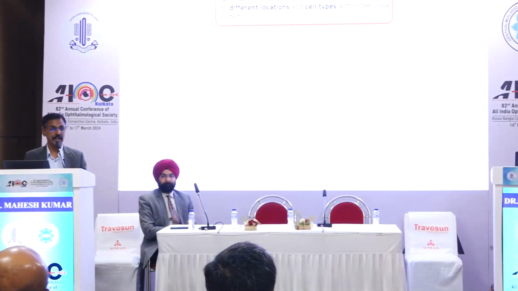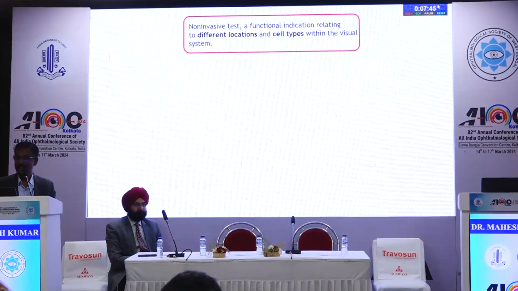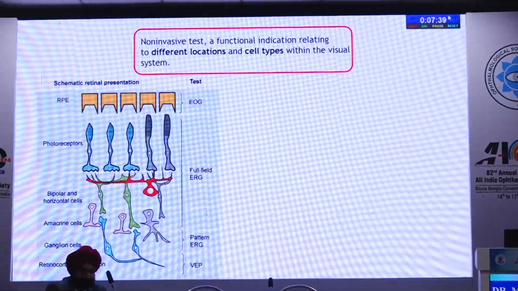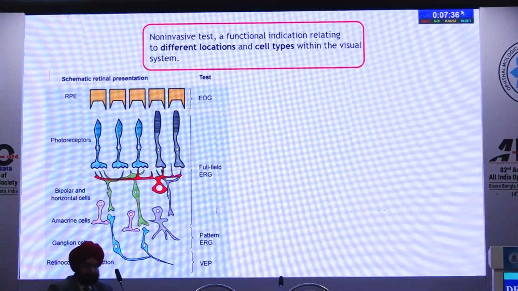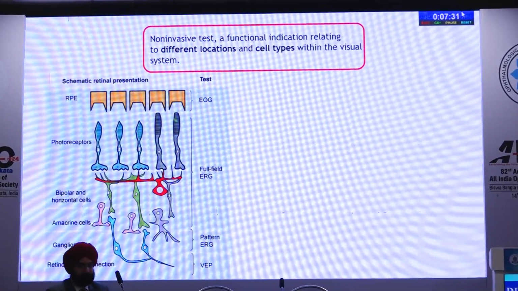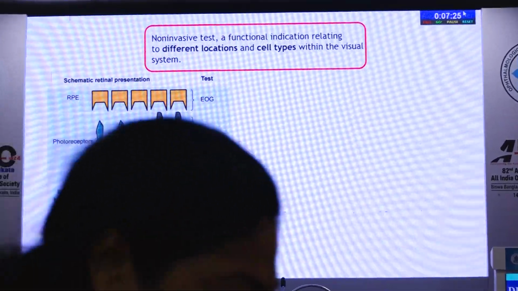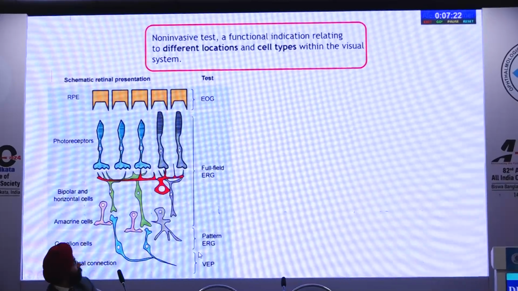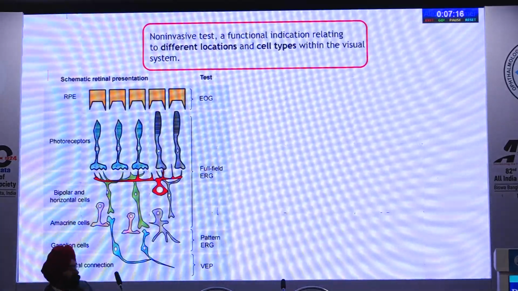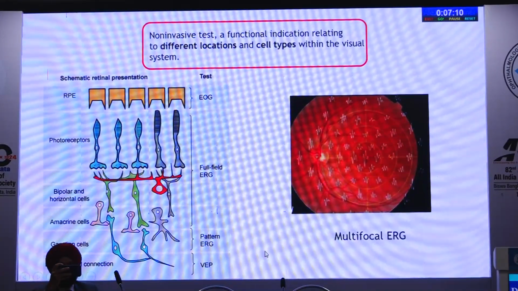So the topic is electrophysiology, which is a non-invasive test, a functional indication related to the different locations and cell types within the visual system. So these are all the various electrophysiological tests, which is self-explanatory. You can see this EOG, full field ERG at these levels. And what will be interesting in a neuro-ophthalmological course is we'll be interested mainly in the visual evoked potential as well as the pattern ERG, and these two are more relevant from the neuro-ophthalmological perspective. So I'll be speaking only on these two things. Of course, the multifocal ERG is focused on all these points.